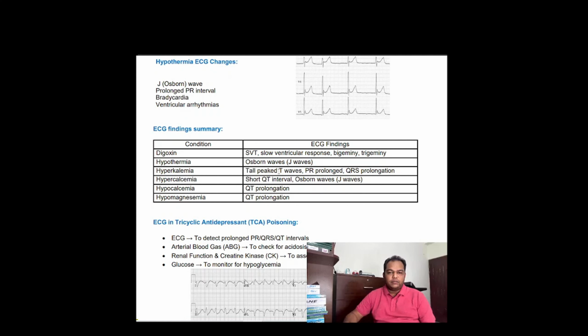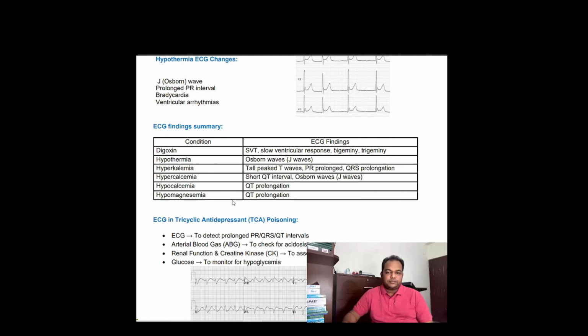In case of hypothermia, the important ECG feature is the Osborn wave or J waves. In hyperkalemia, tall peaked T waves, PR interval prolongation, and also QRS prolongation, and eventually sine waves. Hypercalcemia is represented by a short QT interval and also the Osborn wave. So, the Osborn wave can be found in two cases, hypercalcemia and hypothermia. In case of hypocalcemia or hypomagnesemia, the main ECG feature is QT prolongation.